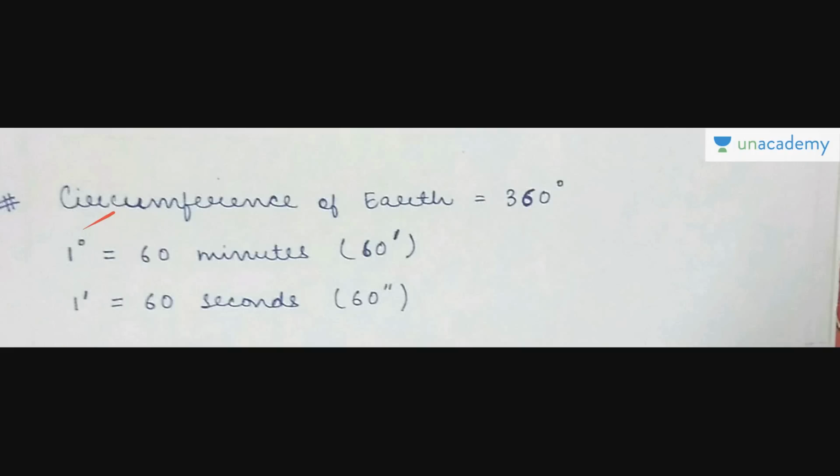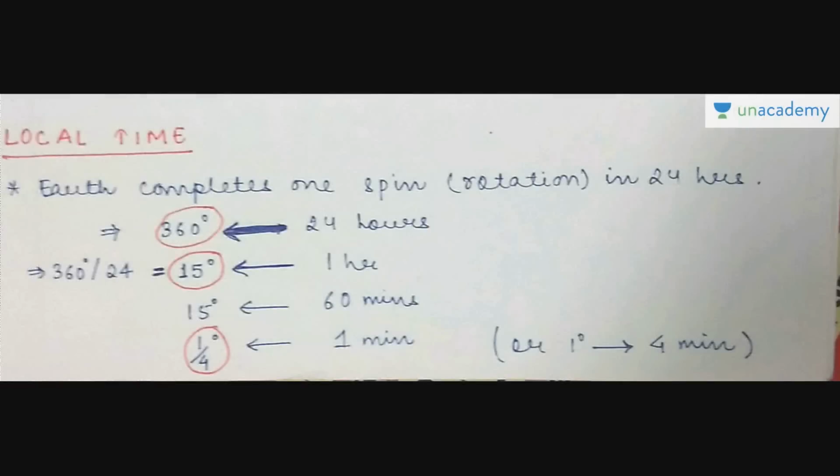1 degree is equal to 60 minutes. This is the symbol used, and then 1 minute is 60 seconds. So for the time, we just remember this, and the circumference of earth is 360 degree. Then this is about local time.